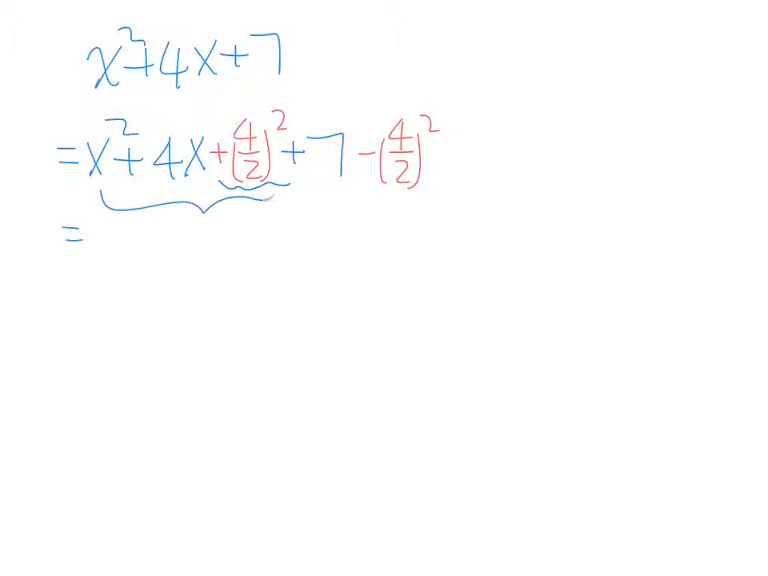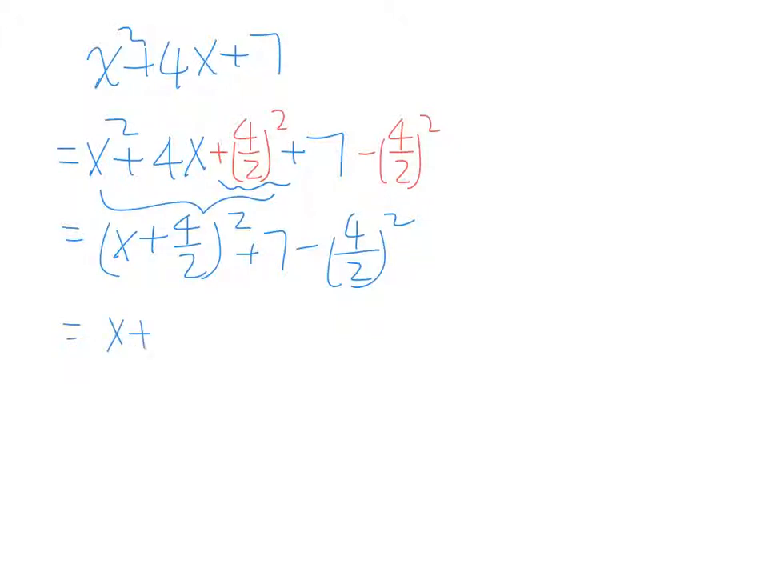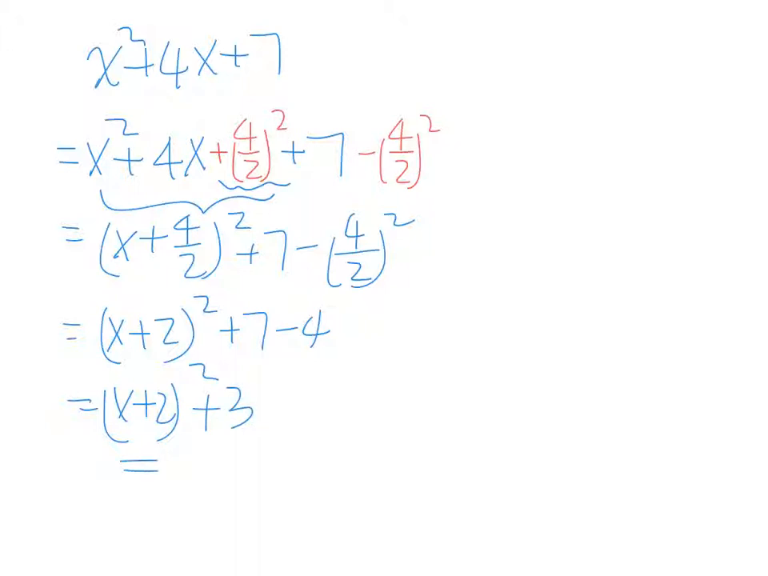And now, with these three items, we have x plus 4 over 2 quantity squared plus 7 minus 4 over 2 quantity squared. Now normally we just write x plus 2 quantity squared plus 7 minus 4, or x plus 2 quantity squared plus 3. Now this is called a perfect square, and we just completed the square. You do need to know how to get from here as a quadratic expression to here as a complete square form or perfect square form.